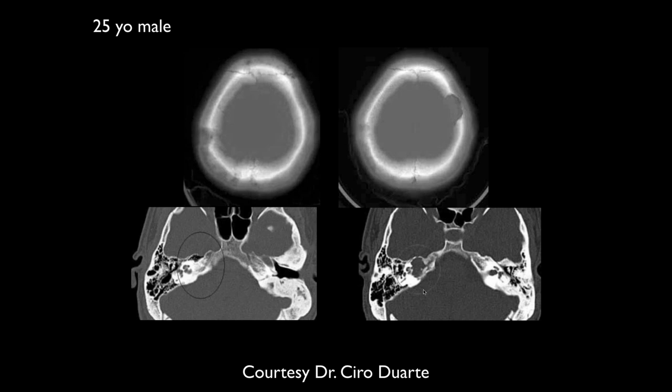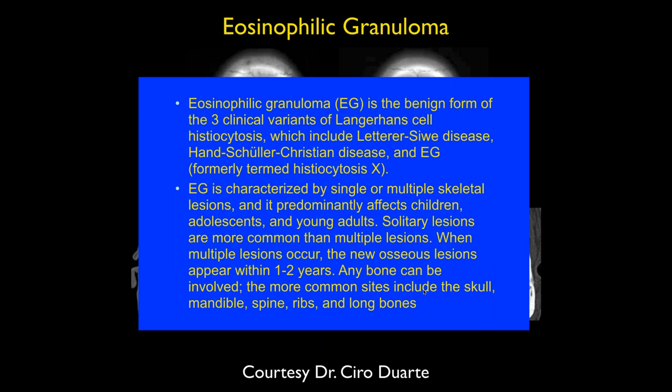Yeah, it can be like the tumor at the base of the... Yeah. So this is another eosinophilic granuloma. Okay. So it's fairly common in the skull. You can look for it in other areas as well, typically in kids and young adults.